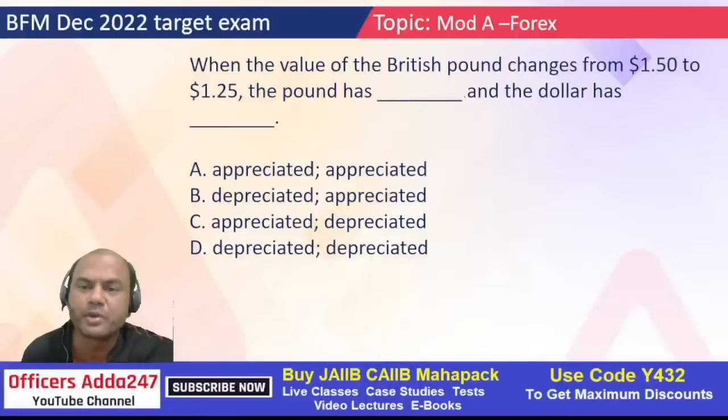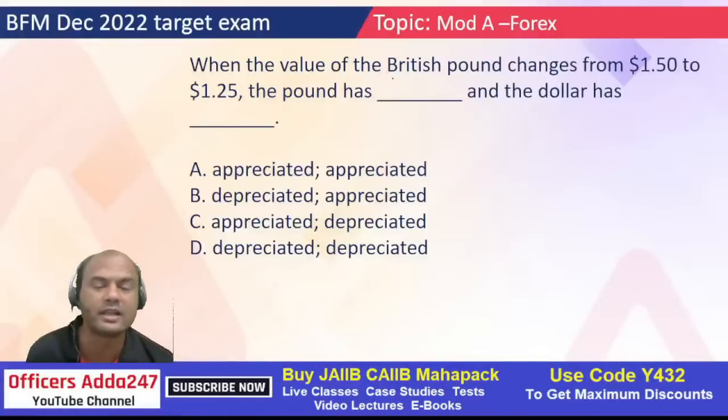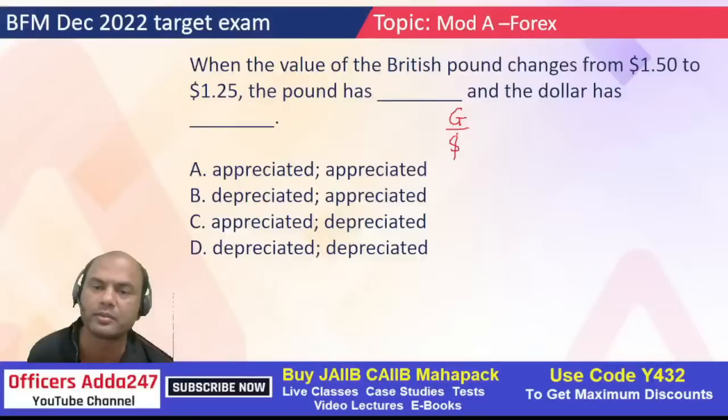When the value of British pound changes from 1.5 to 1.25, the pound has dash and the dollar has dash. Now this is again relating to direct and indirect rate. So what is British pound given as? Is it an indirect or direct rate? It's indirect. So how do we write GBP to dollar now? GBP in the numerator, in the denominator it's dollar.